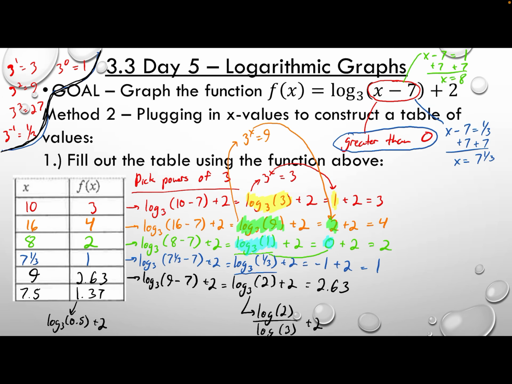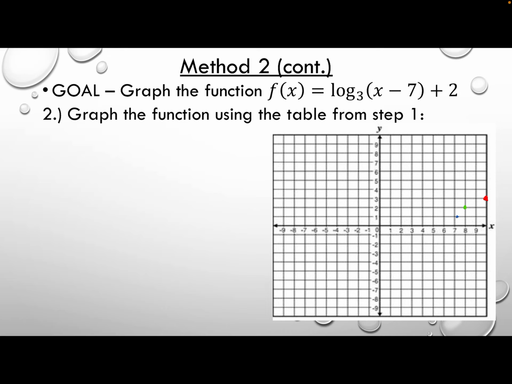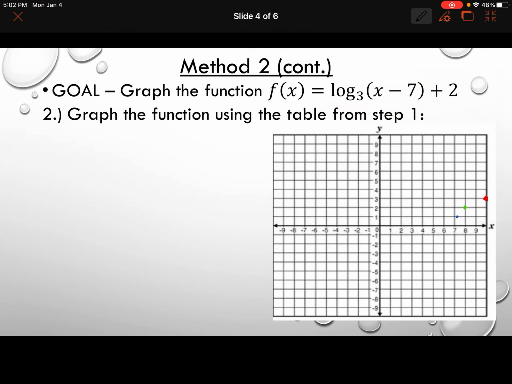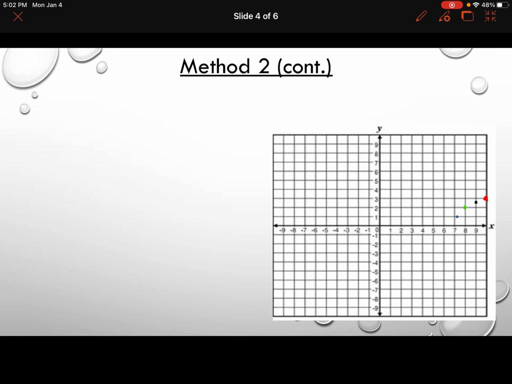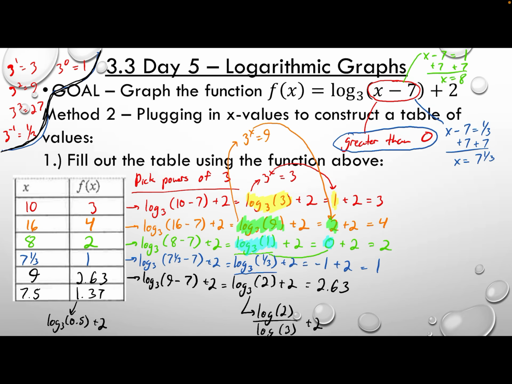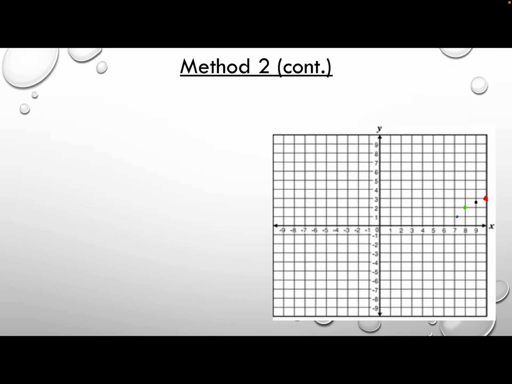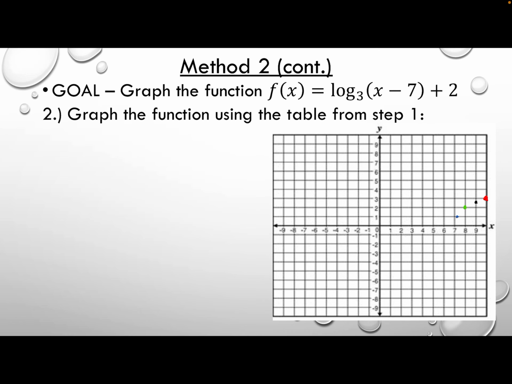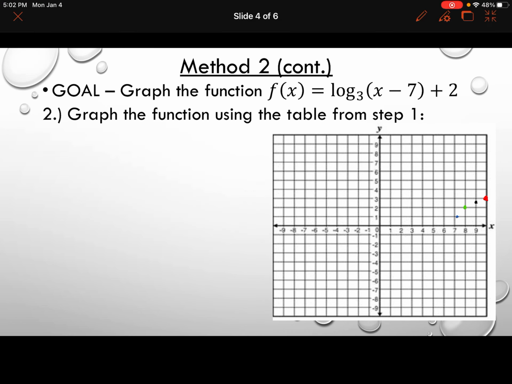And then I think in black, we had 9, 2.63. So somewhere in there. And then finally, the last one we had was 7.5, comma 1.37. So somewhere around there. There you go.